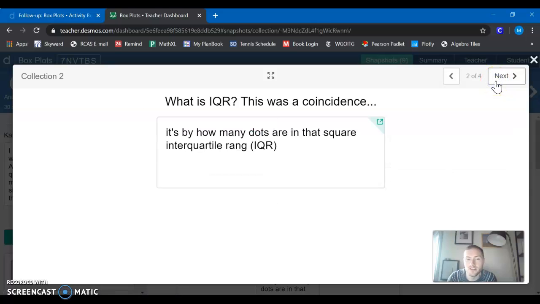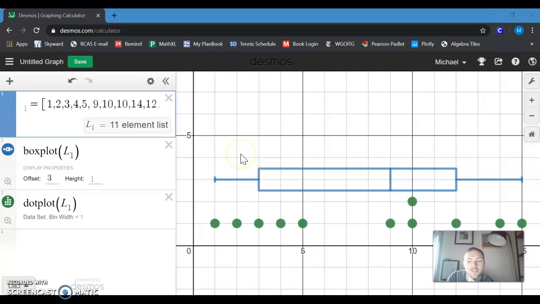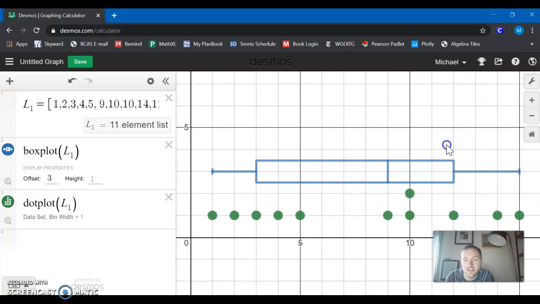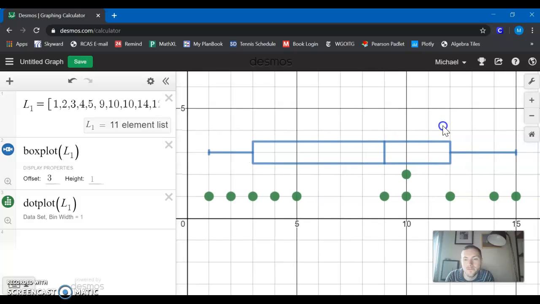Okay, the next thing we're going to talk about is what is the interquartile range or IQR. This was a very common answer that we got, which is correct. It is how many dots are in that square, but that actually happens to be a coincidence in this case. I have another data set here, and in this data set, the interquartile range is 9. So looking at this data set here, why might that be 9?